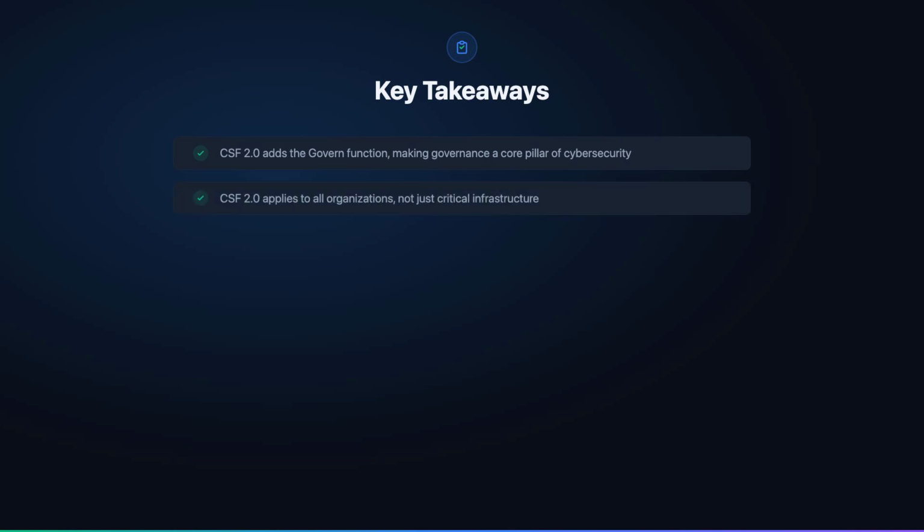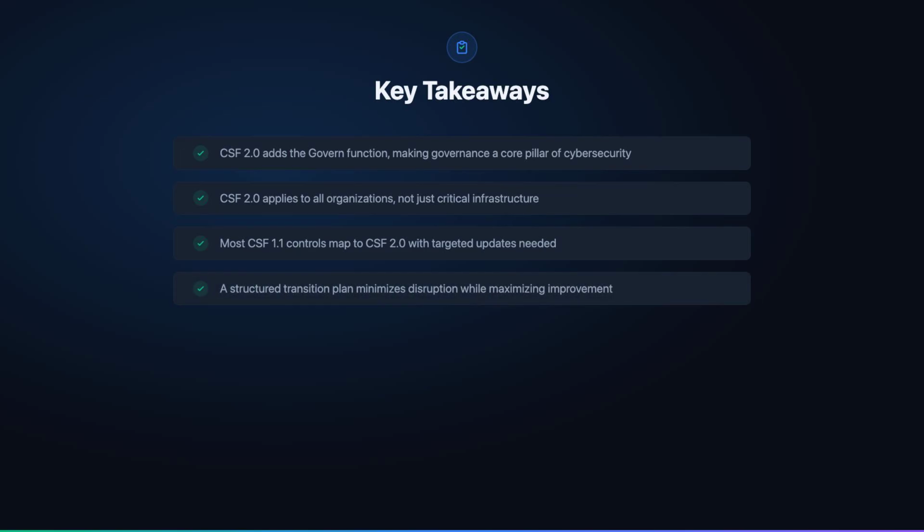Let us recap the essential insights from our exploration of the CSF 2.0 transition. The Govern function is the most significant addition, requiring organizations to formalize cybersecurity governance. The expanded scope means more organizations can benefit from CSF guidance regardless of their size or sector. Existing CSF 1.1 investments are preserved, and the transition primarily adds new governance capabilities.